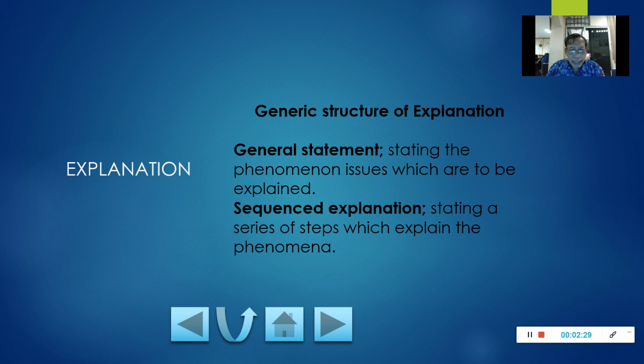And after the first generic structure, a general statement, we go to the next generic structure of the explanation text. Here is the sequence explanation. In this stage, the writer is going to try to state a series of steps which explain the phenomena.